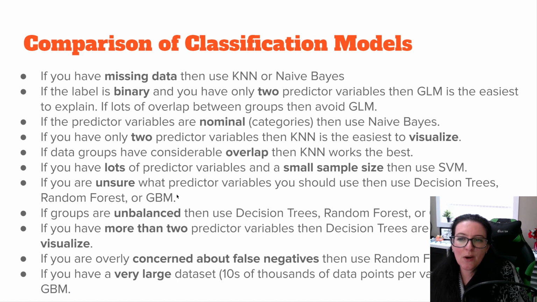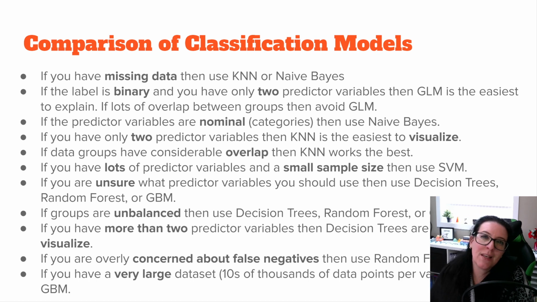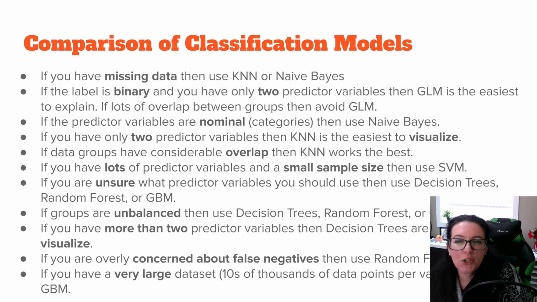And so since this video is going to focus on decision trees, let's just look at when you would use decision trees. So if you're unsure as to what predictor variables you should use, then you should use decision trees, random forest, or gradient boosting methods. If your groups are unbalanced, so if we look at the number of training data that is in one label versus another, and they're quite different, then we should use decision trees, random forest, or gradient boosting machines.